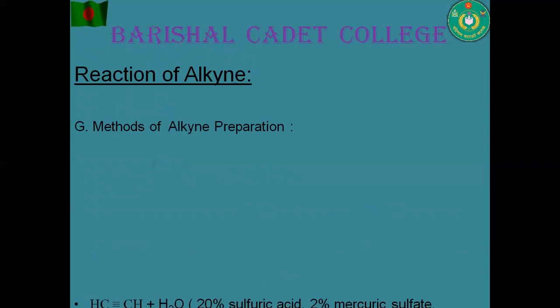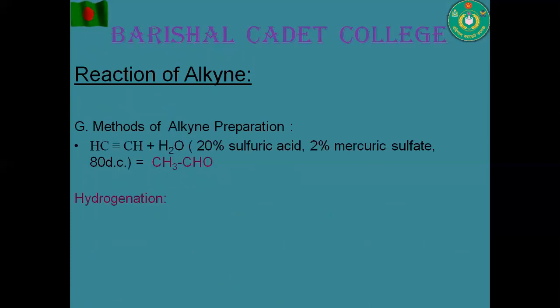Reaction of alkyne. General formula of alkyne: CnH2n-2. Here, alkyne, acetylene or ethyne, reacts with water in the presence of 20% sulfuric acid and 2% mercuric sulfate at 80 degrees centigrade temperature. The product is ethanol. Ethyne to ethanol or acetaldehyde.